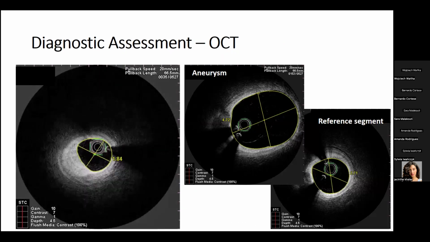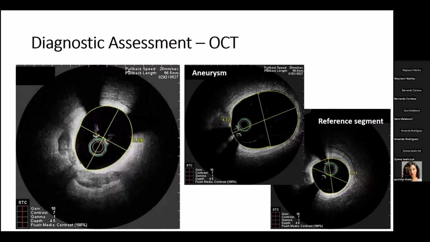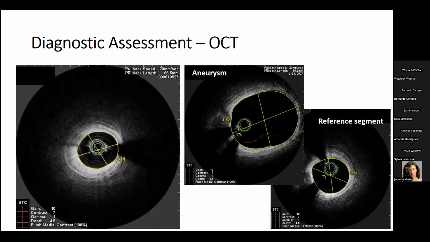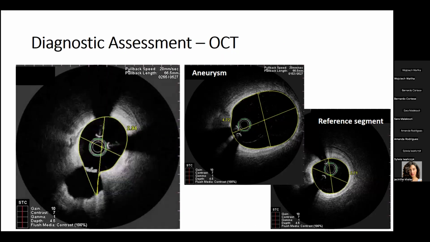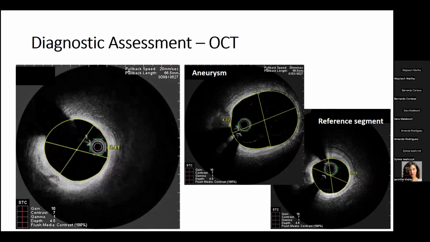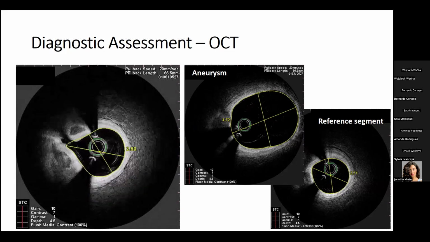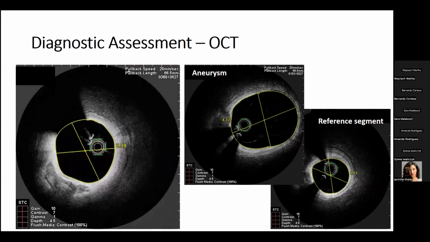It's quite difficult to capture the whole cross-sectional view of the whole aneurysm. It depends on the size, but now we are doing OCT in our patients and try to assess the remodeling of the artery.